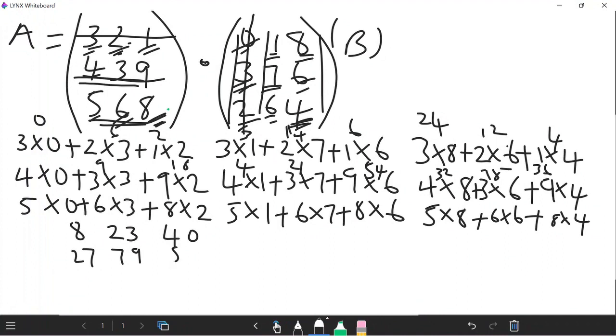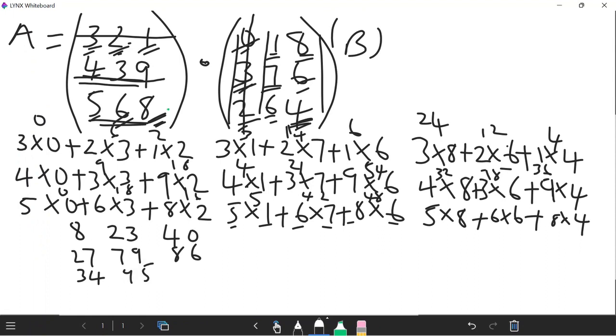Then you are going to proceed. 5 times 0 gives you 0. 6 times 3 will give you 18. Then 8 times 2 will give you 16. So when you take 18 plus 16, that will give you 34. So proceed. 5 times 1 is 5. 6 times 7 will give you 42. Then 8 times 6 will give you 48. So when you take 48 plus 42 plus 5, it will definitely give you 95.